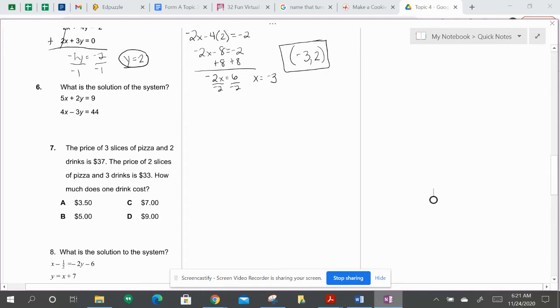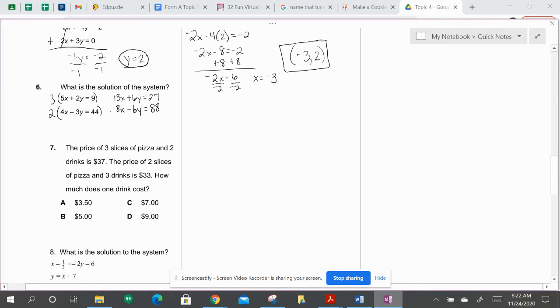2 is positive, 3 is negative. So to do this, I'm going to multiply the whole top equation by 3 and the bottom equation by 2 so that I can make those numbers be opposite. So 3 times 5x becomes 15x. 3 times 2y becomes 6y. And 3 times 9 is 27. Second equation, 2 times 4x becomes 8x. 2 times negative 3y becomes negative 6y. And 2 times 44 becomes 88.